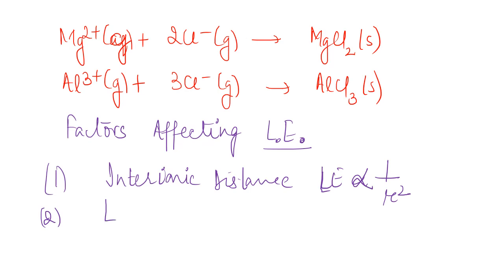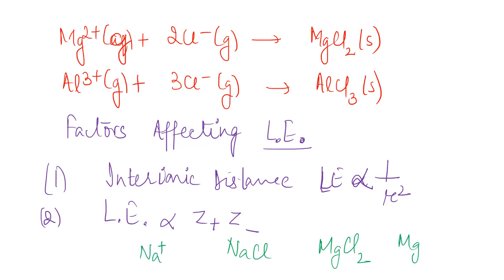Second factor is that lattice energy is directly proportional to the charges. जितना ज़्यादा charge होगा उतनी ज़्यादा lattice energy होगी. For example, in case of NaCl and magnesium chloride. In sodium we have Na plus and in magnesium we have Mg2 plus. Who is having greater charge? Greater the charge, more will be the lattice energy. So guys, tell me which one has the higher lattice energy? Magnesium chloride. You're right. Very good.